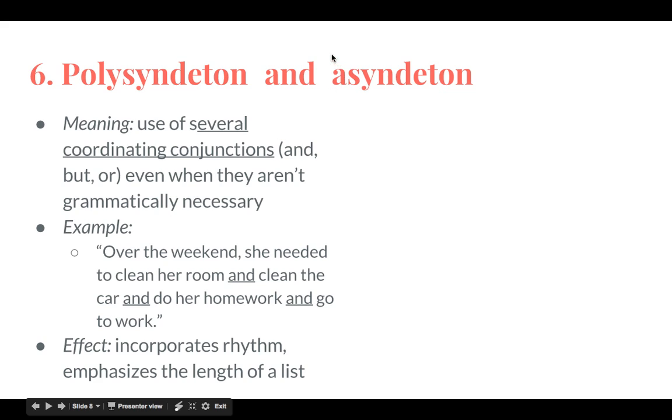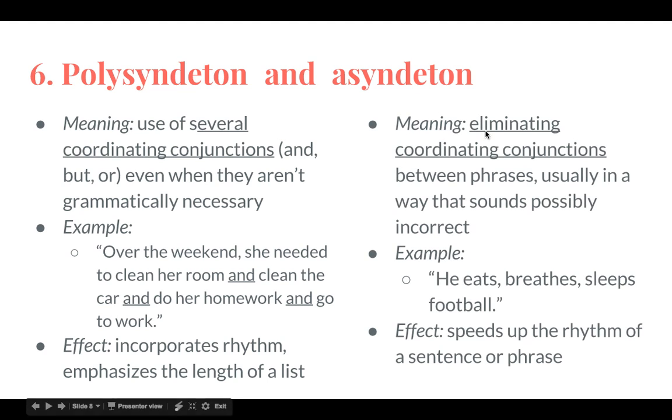On the other hand, that a means without. So for example, atheist, right? Someone who believes without God. So when we see a before syndeton, we can guess that that's going to mean without coordinating conjunctions. So that, again, would be eliminating all of them. And it's usually in a way that sounds like it could be incorrect, but it's actually fine.